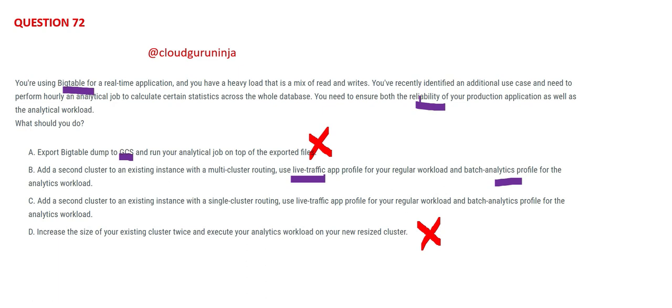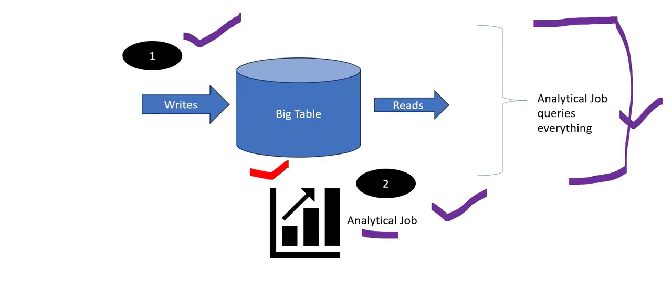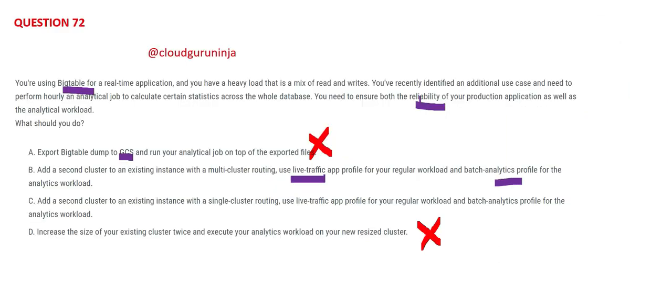So option C, we will see. See, option C, what they are saying is, we will add an additional cluster, which is fine. You see this big table. We will add one more cluster. Okay, we'll add this one more, which is fine. And then we are saying, we will add a cluster to existing instance with a single cluster routing.